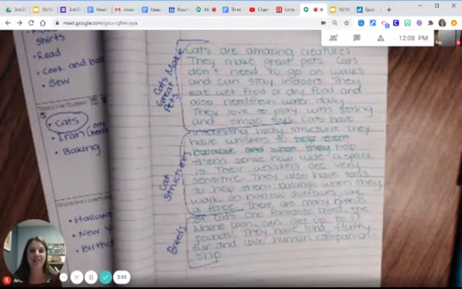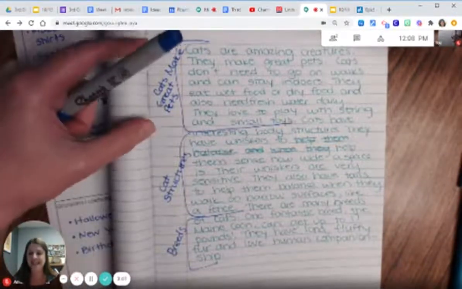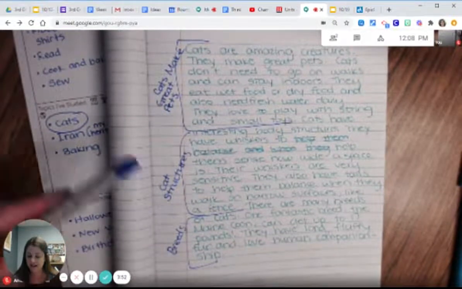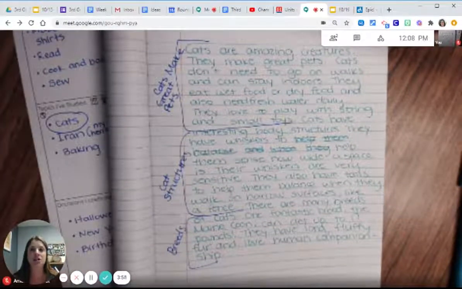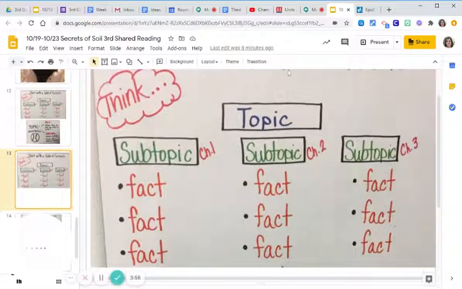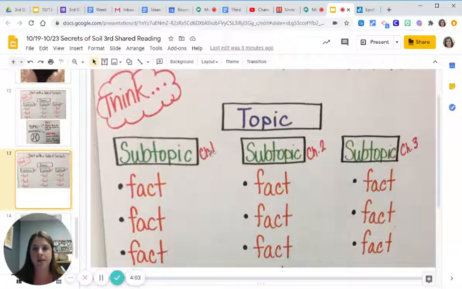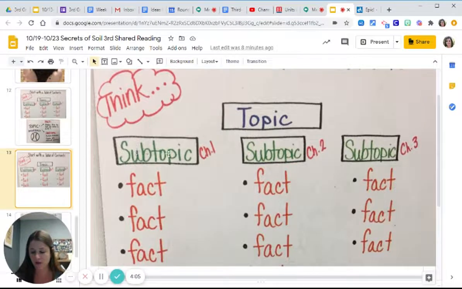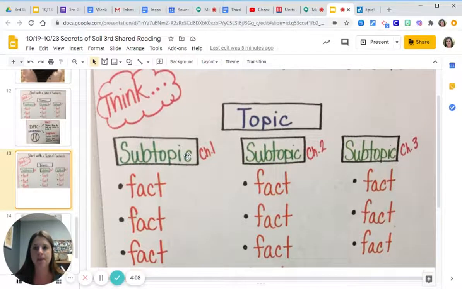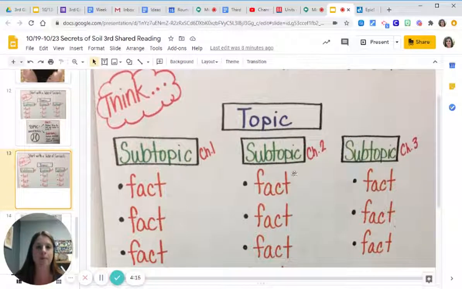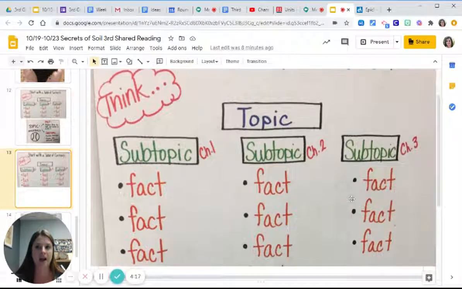So then when you're thinking about your different sections or ideas that you have, you could think about turning these into a table of contents and starting your writing that way. So you can think, what's your topic? So my topic is cats. My subtopic 1 is going to be my first chapter. So my first subtopic is cats make great pets. My second subtopic is cat structures. And my third subtopic is cat breeds. And then I could list the facts.